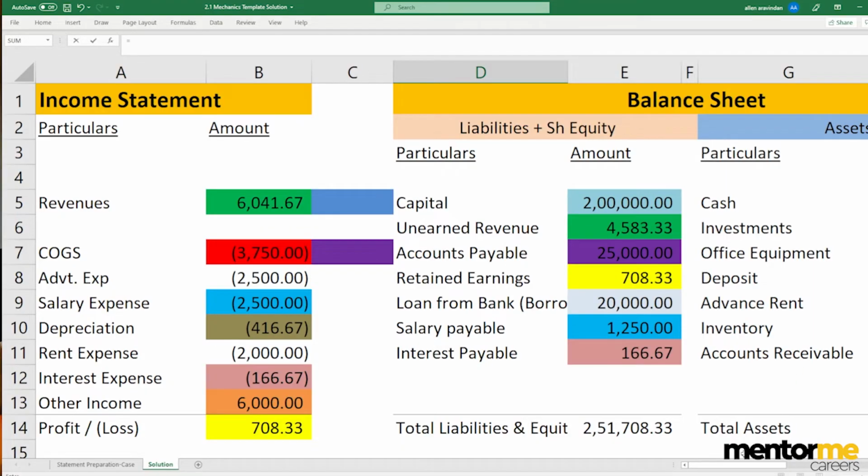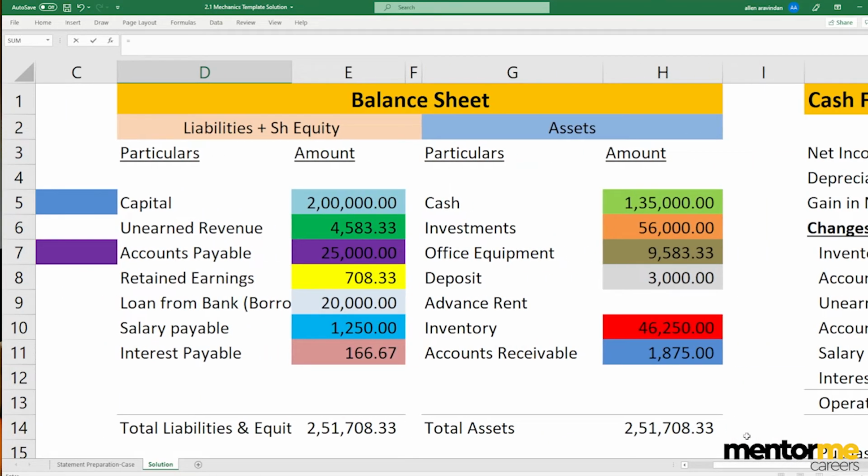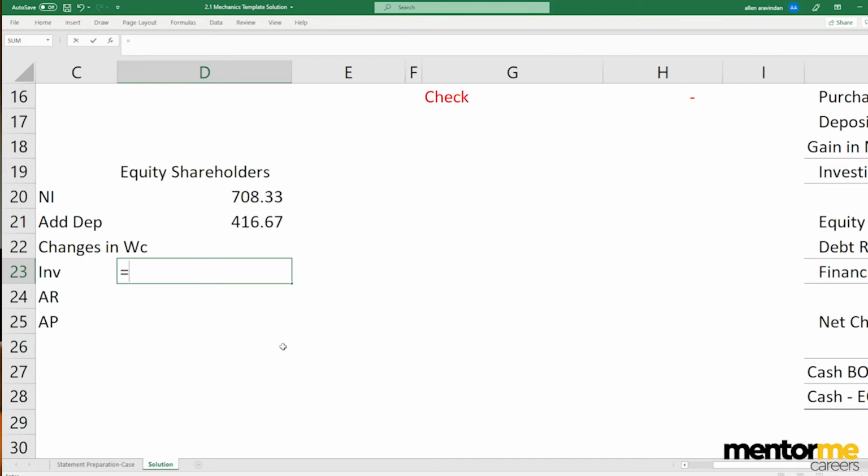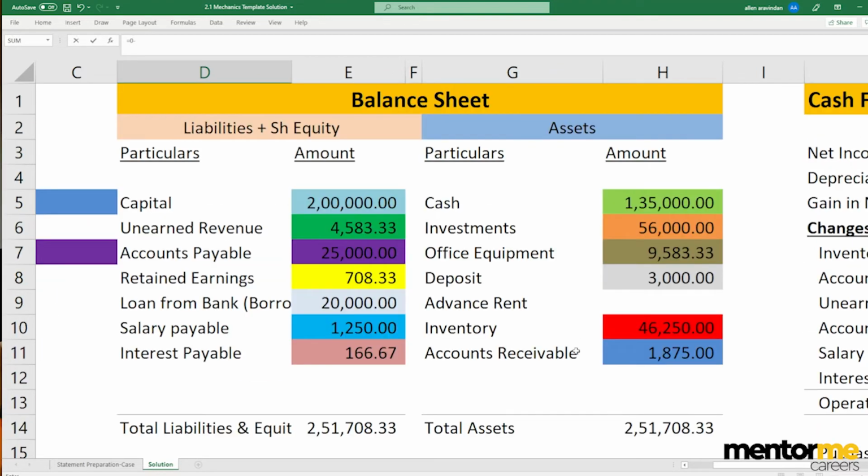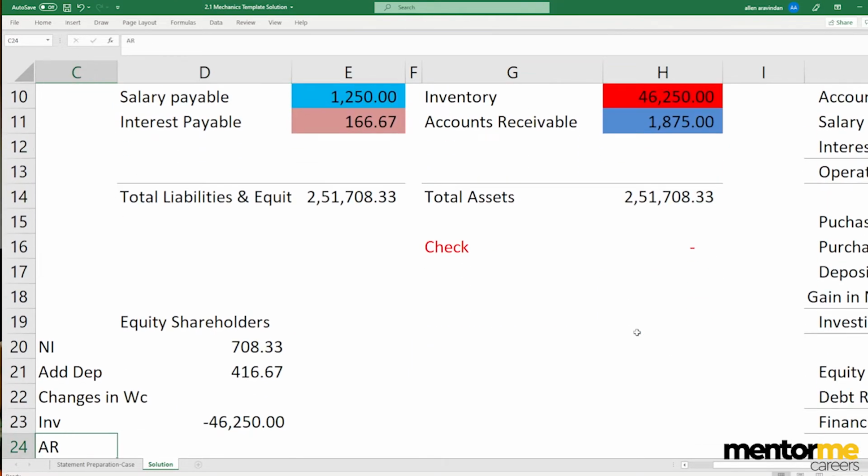In case of an asset account, all you need to do is last year minus this year. Now, if you see this balance sheet, we really don't have a last year, so we can consider that as zero. So since we're talking about inventory, we'll do 0, which is last year, minus whatever the inventory amount is, about 46 to 50. So negative, there you go. That gives us the adjustment for the changes in working capital for inventory.